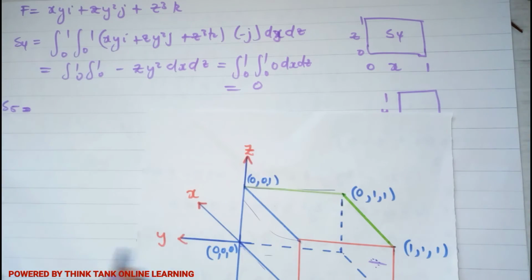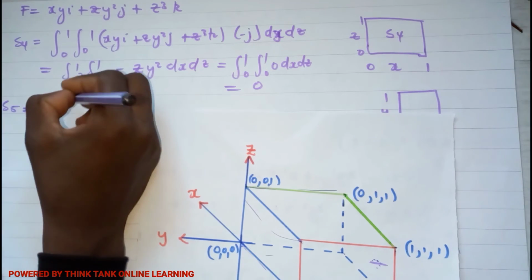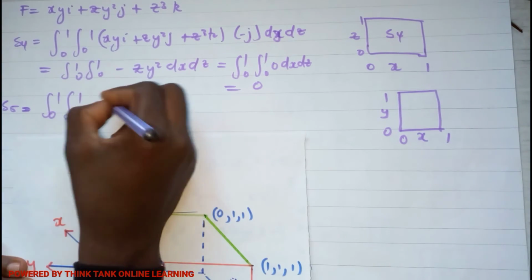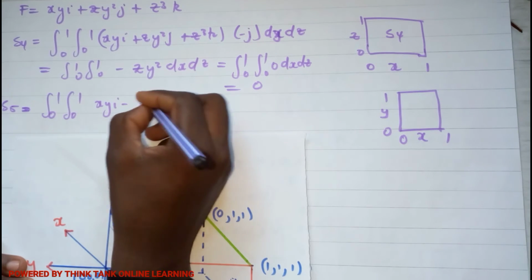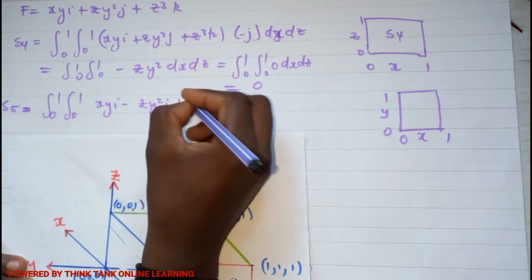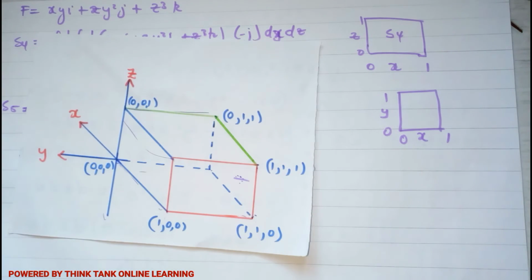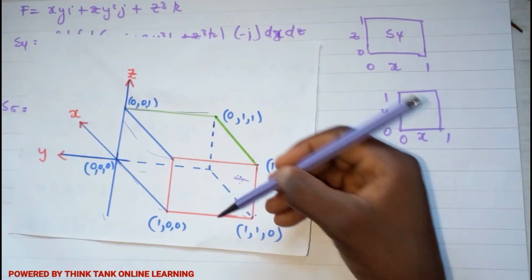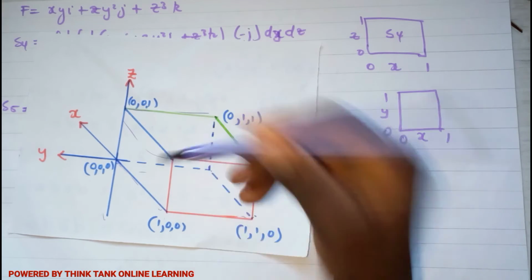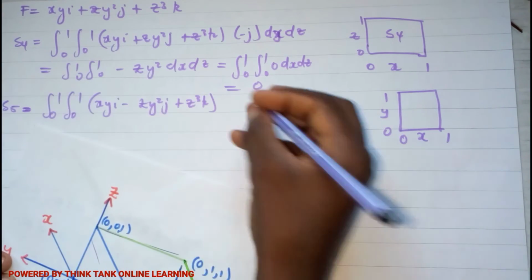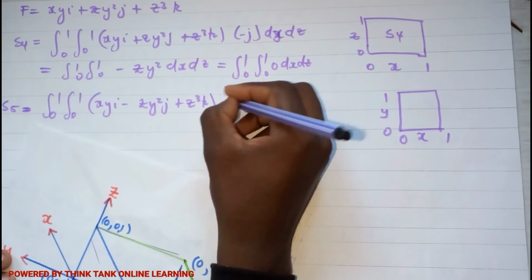And now we want to integrate our double integral 0 to 1, 0 to 1. Okay, and now what is our vector field? xy i minus z y squared j plus z to the power 3 k. Okay, what is the outward normal? If something wants to flow, it will flow in a downward direction, the negative z direction. So our normal is going to be negative k.